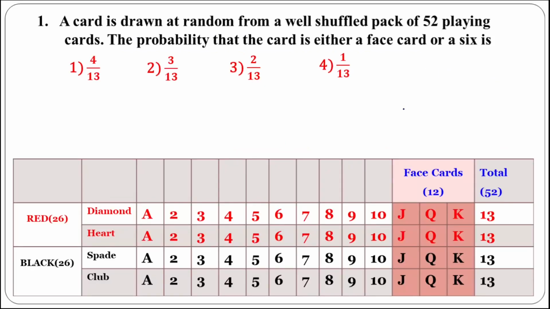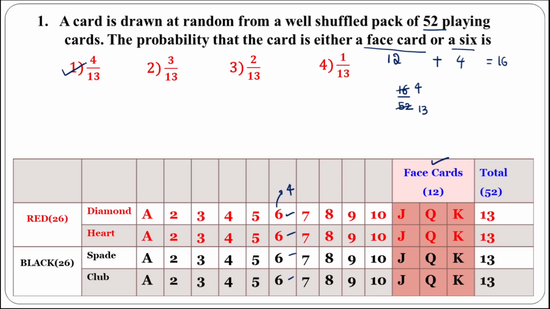A card is drawn at random from a well shuffled pack of 52 playing cards. The probability that the card is either a face card or a 6. See how many face cards you have. Here you can see there are 12 face cards. Or means what? Plus. And how many sixes we have? Here you can see there are 4 sixes in total. 1, 2, 3, 4. So 4 sixes. 12 plus 4, 16. So what's the probability? 16 divided by the total number of cards, 52. 4 4s are 4, 13s are 52. So what's the answer? 4 by 13, option 1.